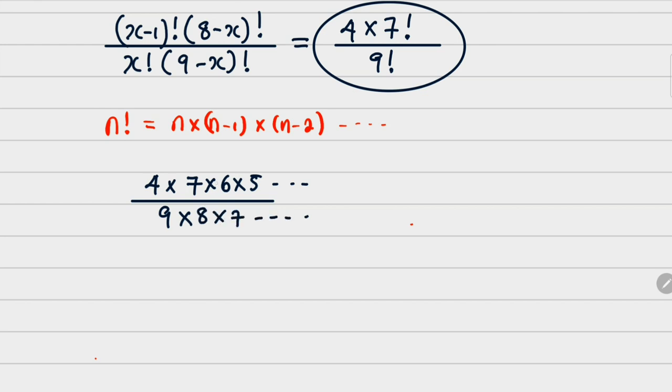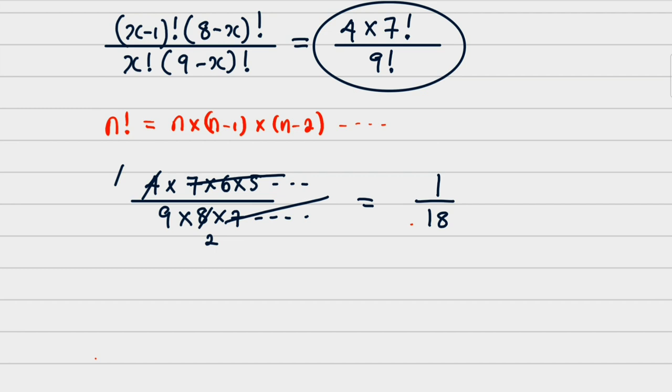Now, if you check, everything from 7 cancels out. So look at 4 here over 8 here, that is going to be 2. So what I have here is 1 over 18. Okay, so that is that. Then let me move to the left hand side.